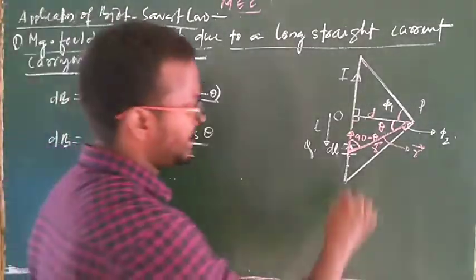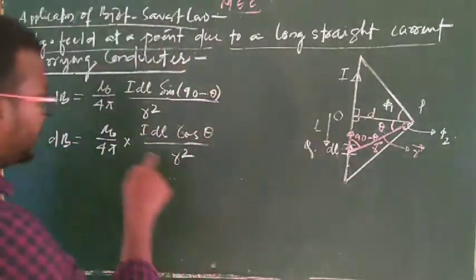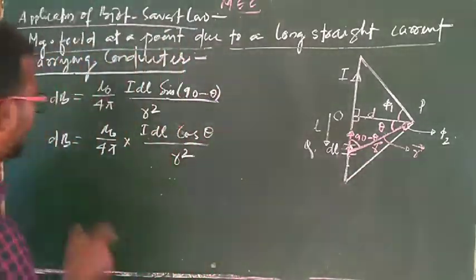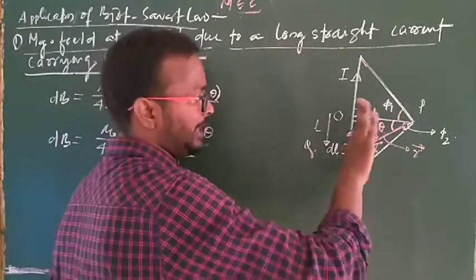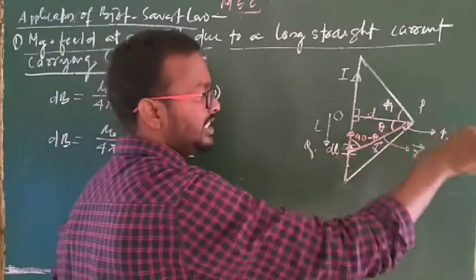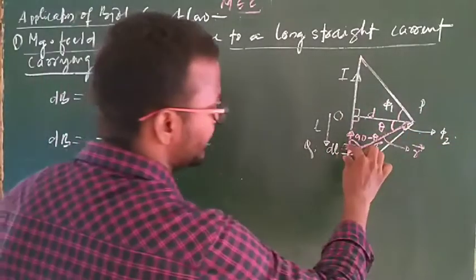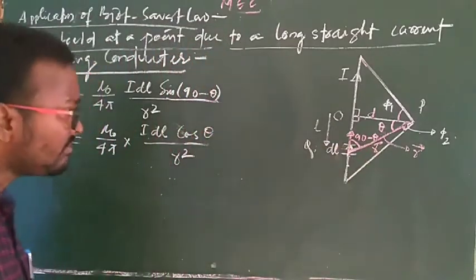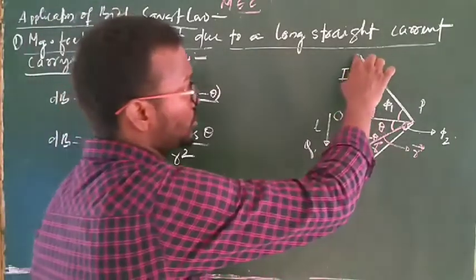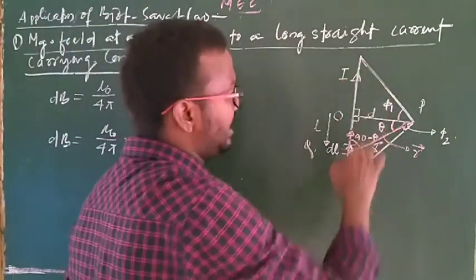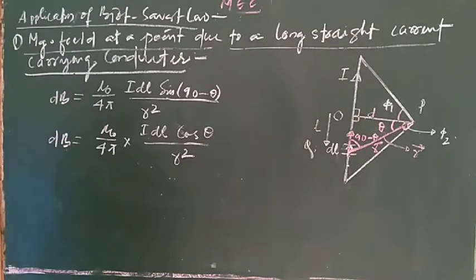Clear? This is the magnetic field due to a small element, and this is the magnitude only. For the direction of this magnetic field, we can use the cross product of the dl vector and the r vector. So dl cross r, which is in the inward direction. Clear? This is the magnetic field for this small element. But we have to find the total magnetic field due to this current carrying conductor. So how can we find this magnetic field?